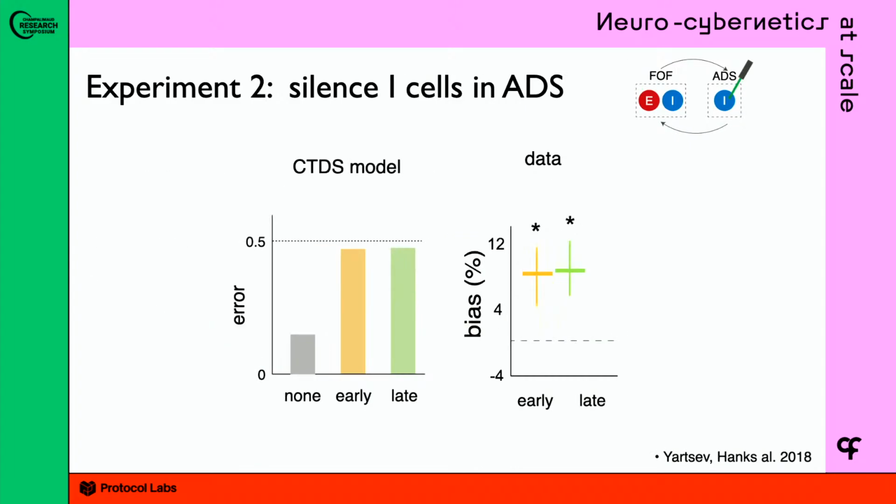Okay. Let me quickly show you two more experiments. The second experiment was from Michael Yartsev in 2018. He silenced the inhibitory neurons. Now he got a large bias, whether he silenced early or late. We see that same pattern recapitulated in the cell-type dynamical systems model.